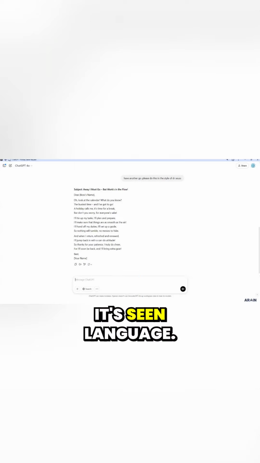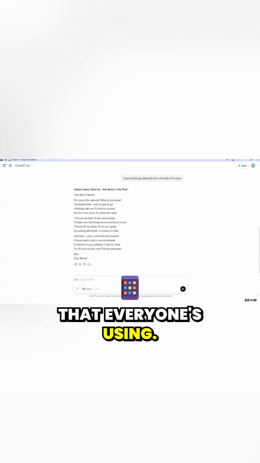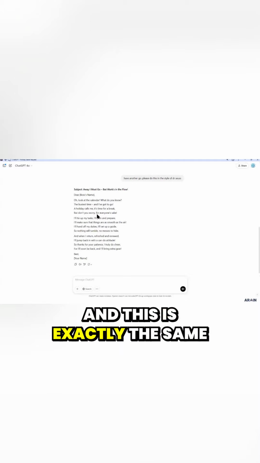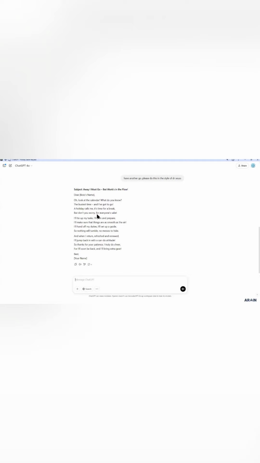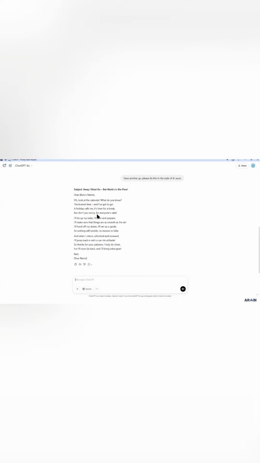So it's seen language. It's been trained on all this language that everyone's using. And so we can ask it to create original things. And this is exactly the same thing that your kids and your grandkids are using for their homework to help them with assignments. It's the same thing that other people will be using to help them write emails, to help them understand invoices.